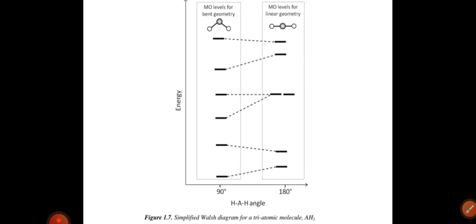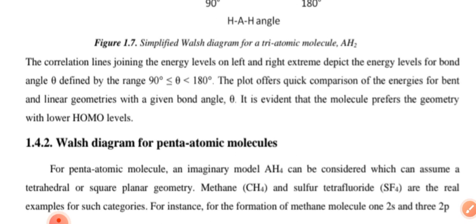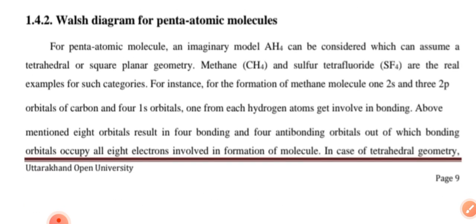Simplified Walsh diagram for a triatomic molecule AH2. The correlation lines joining the energy levels on the left and right extremes depict the energy levels for bond angle theta, defined by 90 degrees smaller than or equal to theta, smaller than 180 degrees. The plot offers a quick comparison of the energy for bent and linear geometry with a given bond angle theta. It is evident that the molecule prefers the geometry with the lower HOMO level.